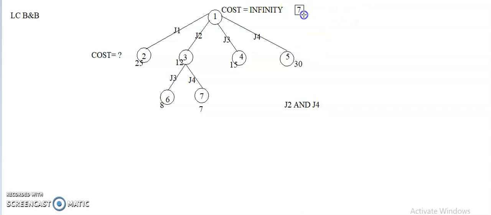I need to obtain the solution in this fashion. This is how least cost branch and bound works. First, we assume the cost as infinity. Let me repeat: we assume the cost as infinity, then we start exploring the root node or initial node. At each and every level we measure the cost. The node with the least cost is the only one explored; the remaining nodes we are not going to explore. In this way we can minimize the time taken in exploring nodes and obtain a better, optimal solution.